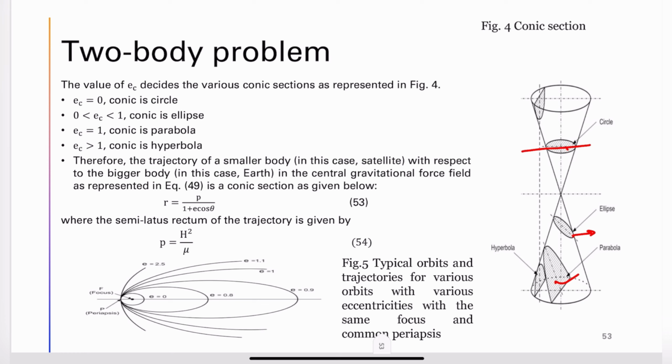So here we can see the orbits in this graph. We can see in this diagram the typical orbits or trajectories with various eccentricities, but with the same focus and the same periapsis, which means the perigee point and the focus remain the same. How the orbit changes when the eccentricity alone varies is explained in this diagram.